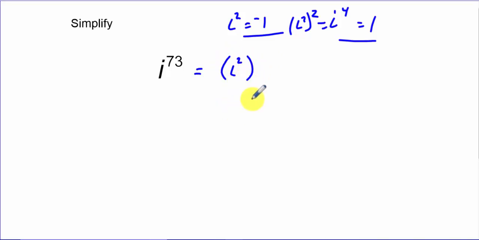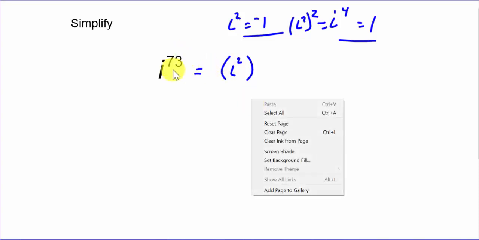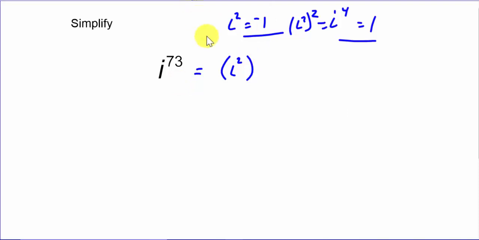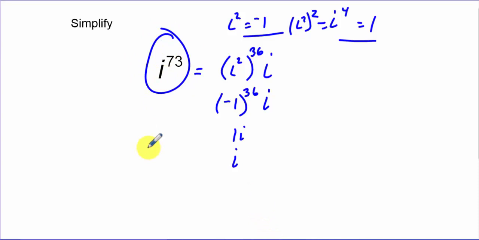So if I want to know how many i squareds are in 73, well, I know 2 divides into 72 36 times. So I can then say that this is (i squared) to the 36th, and I'd have an i left. Now I know i squared is -1. That's the 36th power, and we have i. I can do -1 to the 36, that's just 1, so I have 1 i, or i. It simplifies out. So what I would do is break this down into how many i squareds you have, and then figure out what you have left.